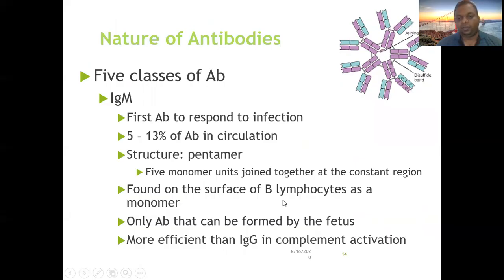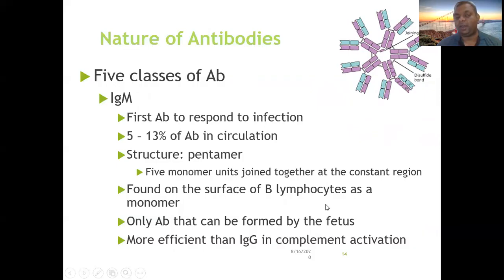It is found on the surface of B lymphocytes as a monomer. When on the B lymphocyte, as the B cell receptor, it is a monomer, not a pentamer. In the circulation, it's a pentamer. It is the only antibody that can be formed by the fetus. It is more efficient than IgG in complement activation.